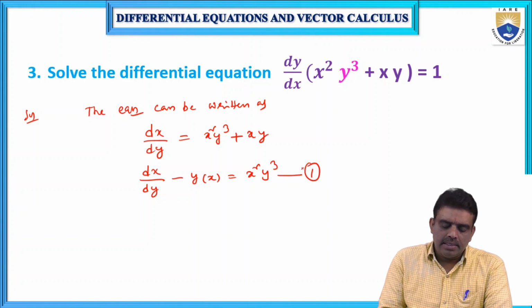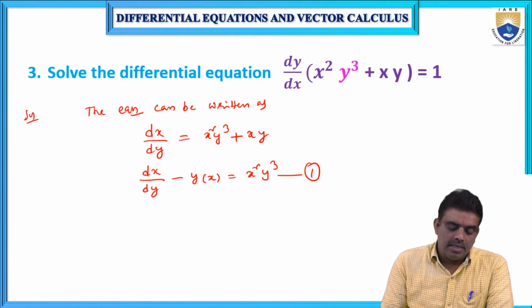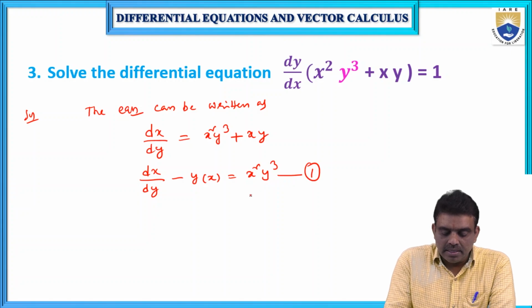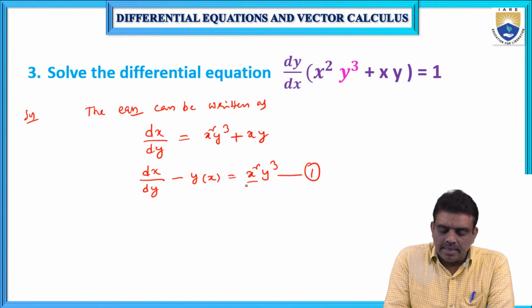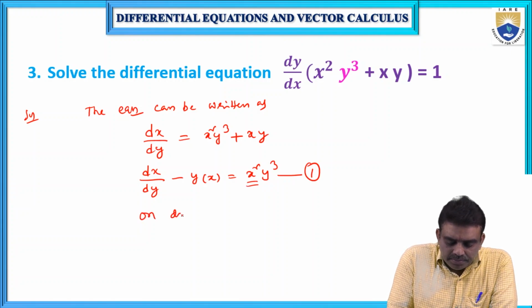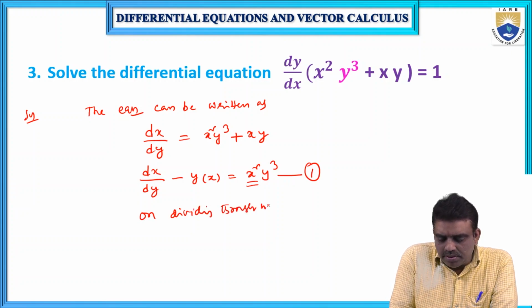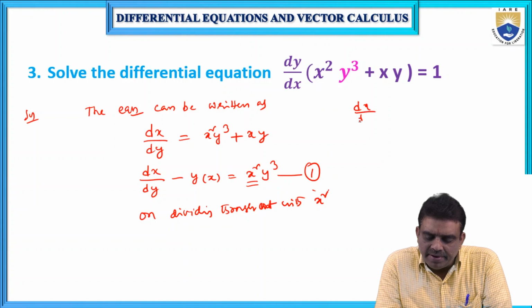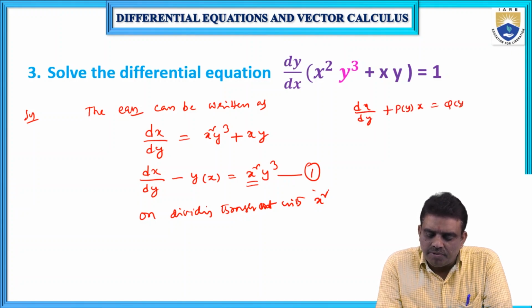So clearly, this is a Bernoulli equation in terms of x, dx by dy. Here there is an x square term on the right side that has to be eliminated, by dividing throughout with x square. What is the general form? Dx by dy plus p of y into x is equal to q of y.